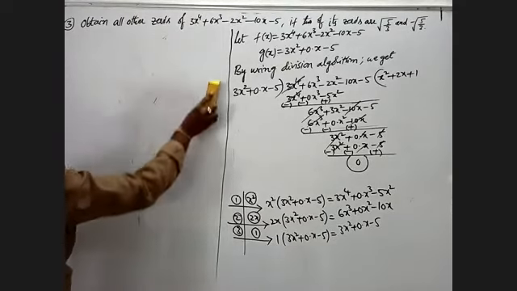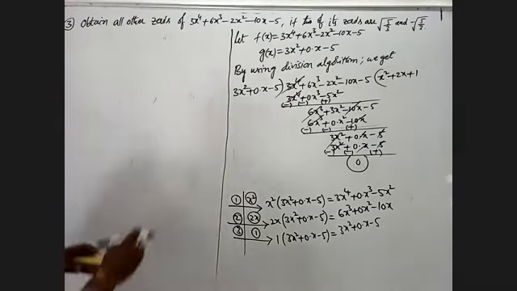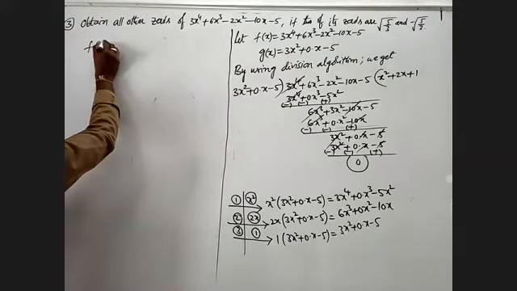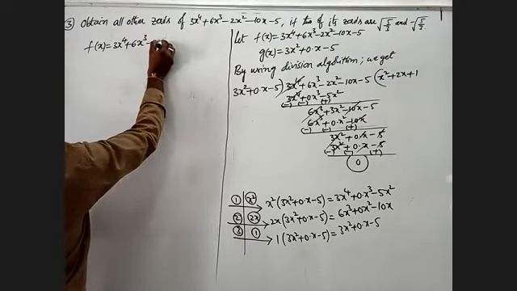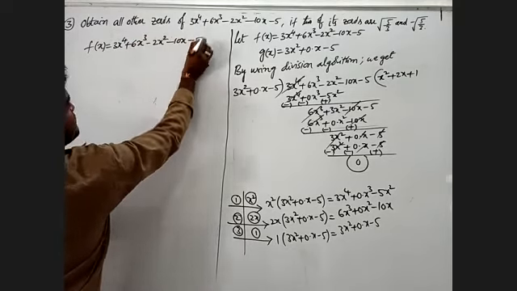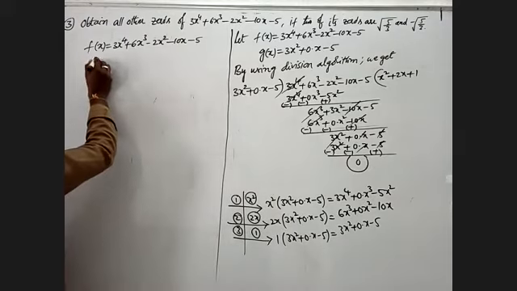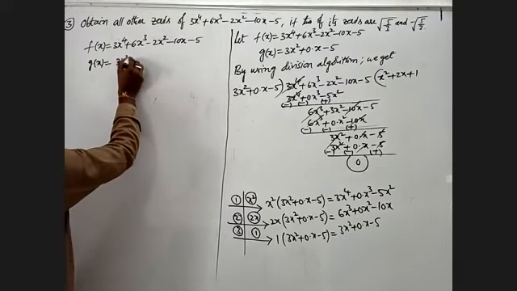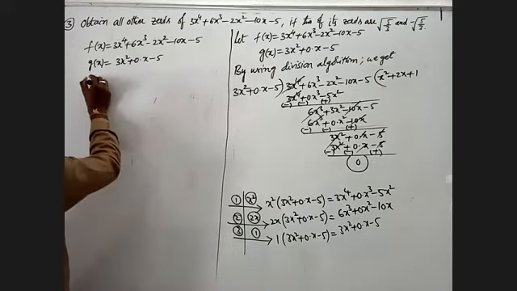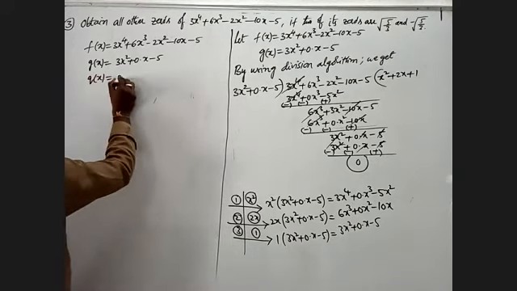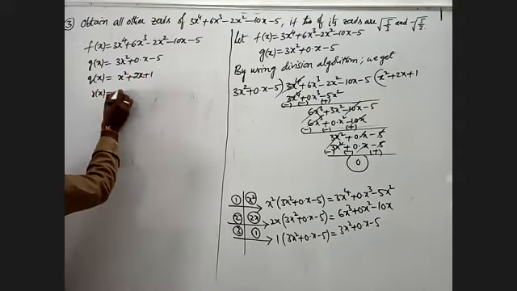Here I will write the values of f of x, g of x, q of x, and r of x. First we'll write f of x is nothing but 3x power 4 plus 6x cube minus 2x square minus 10x minus 5. After we will write g of x. G of x is nothing but 3x square plus 0 into x minus 5. After we will write the quotient, q of x is nothing but x square plus 2x plus 1. Finally, we will write r of x is 0.